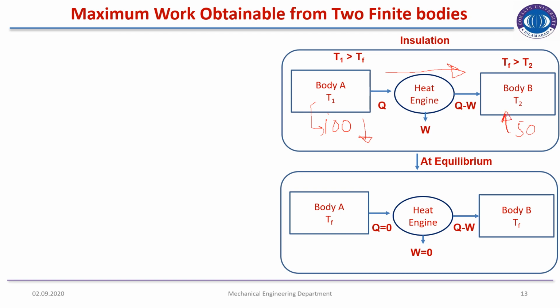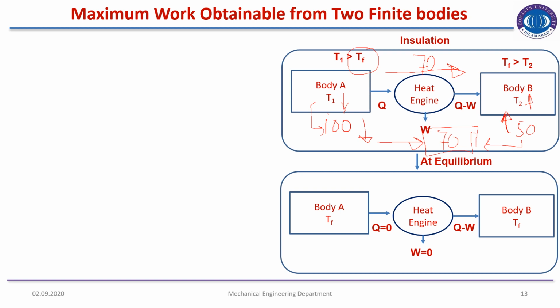That process will keep on going until they reach an equilibrium temperature. Let's suppose that is 70 degrees centigrade. So from 100 to 70 and from 50 to 70. Temperature T2 will increase and temperature T1 will decrease. So the final temperature is Tf.